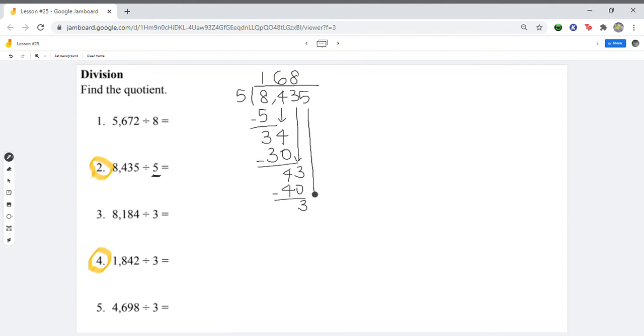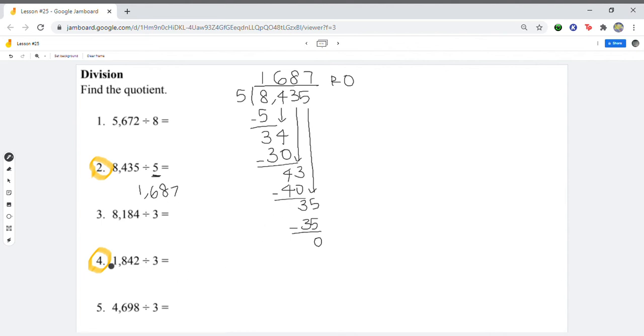Now I'm going to bring the 5 down over here. And then 5 goes into 35 7 times, because 7 times 5 is 35, and we're left with 0 remainders. So your final answer for number 2 should be 1,687.